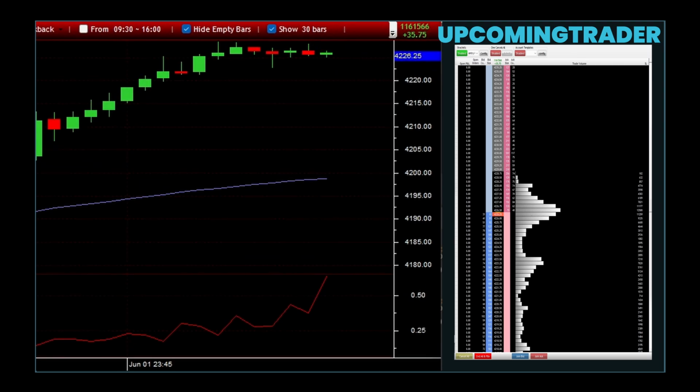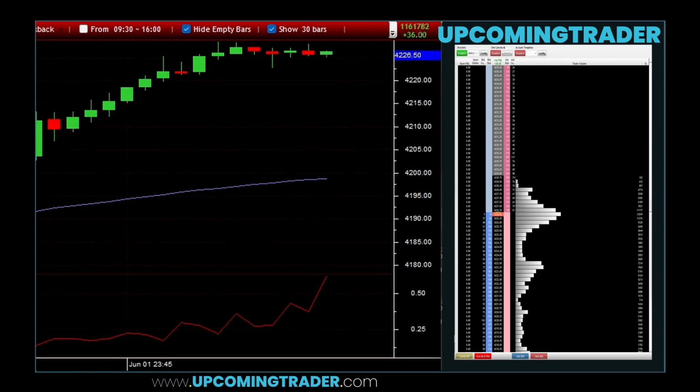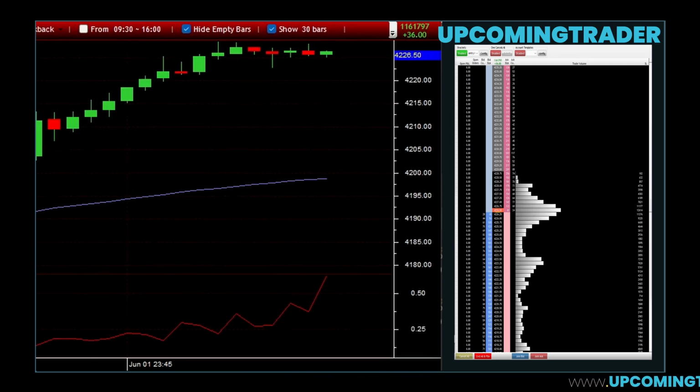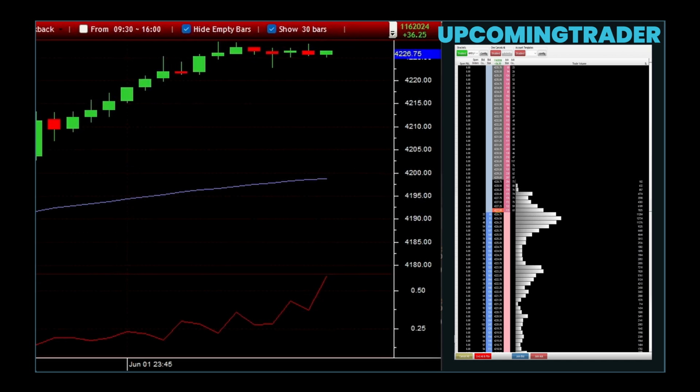Unlike the simplicity of line charts, bar charts offer a more comprehensive view by showing you not just the closing price, but also the open, high, and low prices for each period. This extra data gives you a clearer picture of the price range within a specific time frame, allowing you to see the full story of daily price movements.